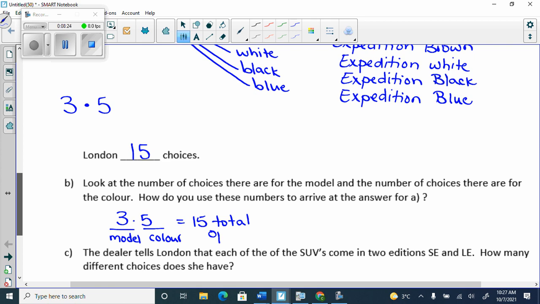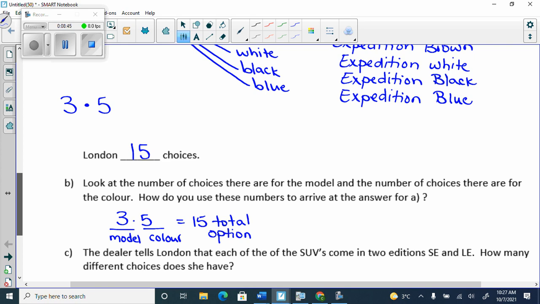The fundamental counting principle you can use when you have different parts that create the whole object. But if the expedition didn't come in all 5 colors, we wouldn't be able to use it, right? It has to be that there are 3 models, they all come in 5 colors. We agree, which gets us 15.